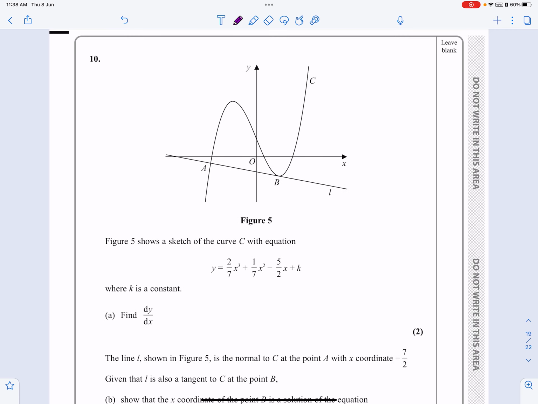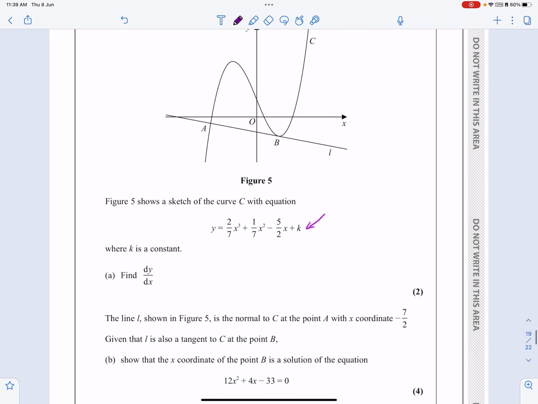It says the sketch of C is a cubic there. Yeah, I can see it's a cubic. It's got a maximum and minimum. But where k is a constant, that's going to be important in a minute. They don't tell me all of the equation for C. It says find dy by dx. I'll be able to do that. I'll do that in a second. Let's just read on to the rest of it.